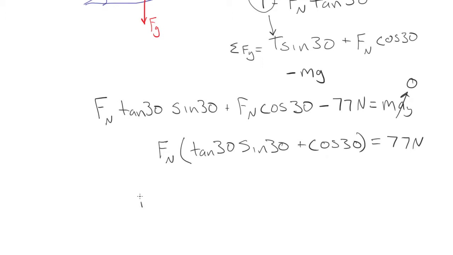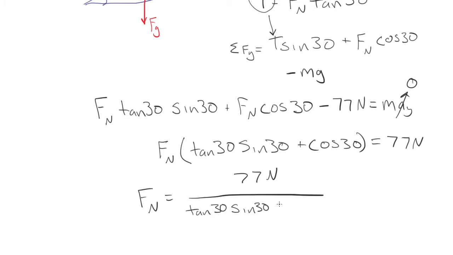So what I get is the normal force is equal to 77 newtons divided by a whole bunch of trig functions: tangent of 30 degrees times the sine of 30 degrees plus the cosine of 30 degrees. Whew, ugly. If you solve that, you get a normal force of 66.7 newtons.